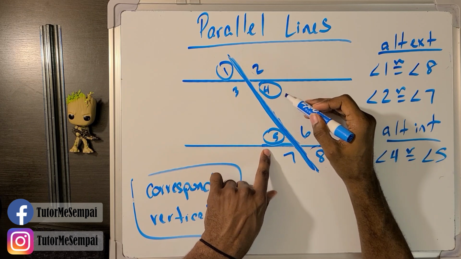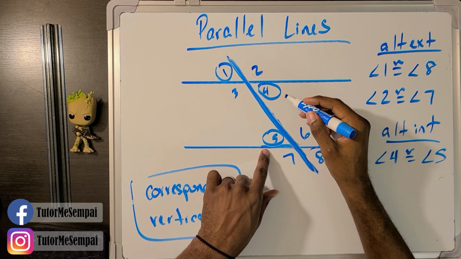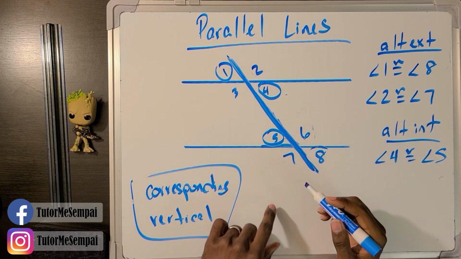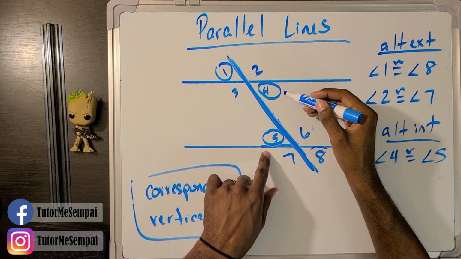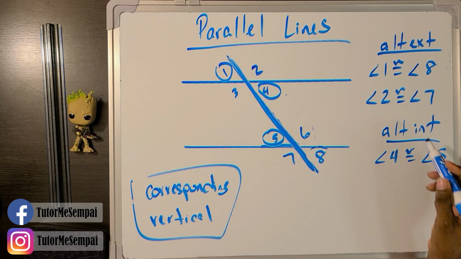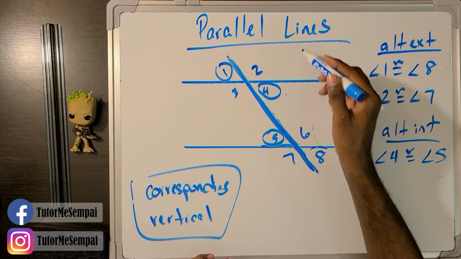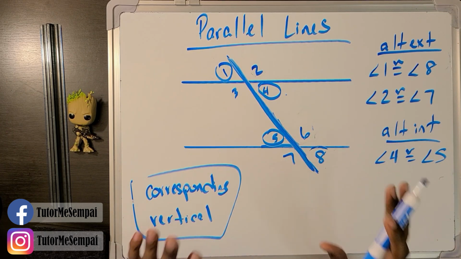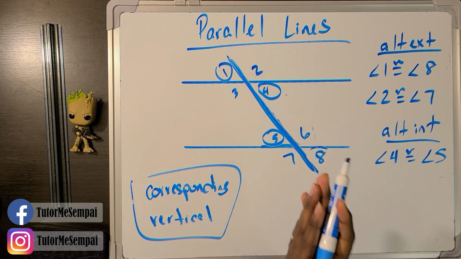And what do we know about these angles? They're alternate interior angles, right? You see, we're focusing on the inside of these two lines, alternate interior. They're opposite sides of the transversal. So we know that alternate interior angles are congruent as well whenever you have parallel lines. And remember, I can't stress this enough: this is only true because they are parallel lines.